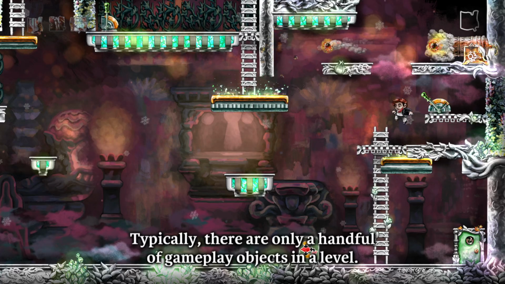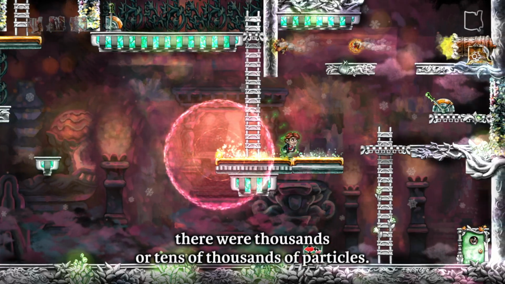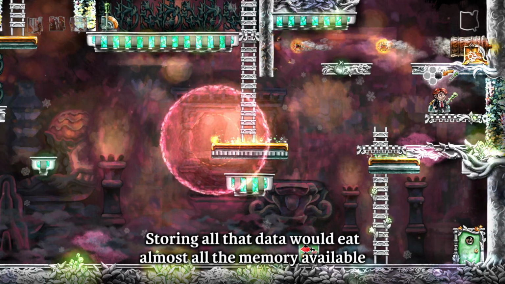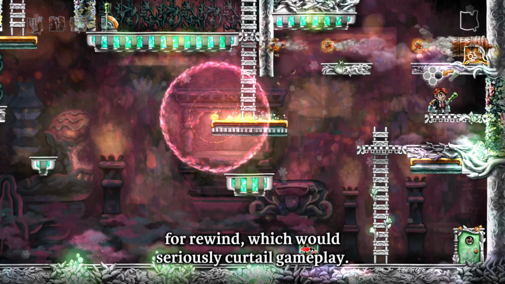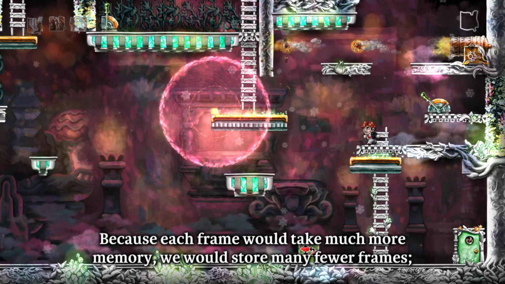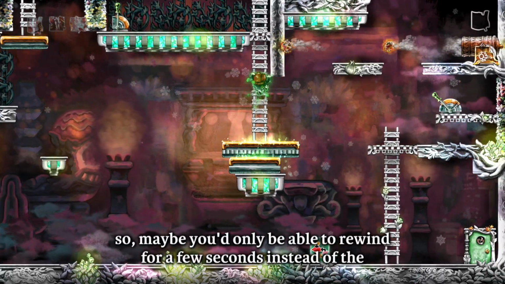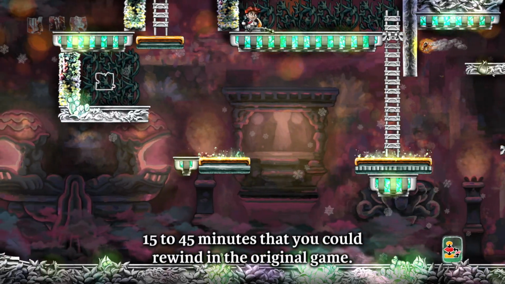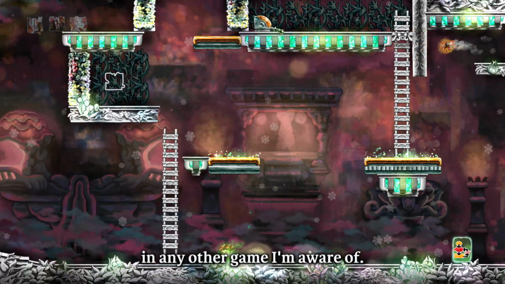Typically, there are only a handful of gameplay objects in a level, but even in the original game, there were thousands or tens of thousands of particles. Storing all that data would eat almost all the memory available for rewind, which would seriously curtail gameplay. Because each frame would take much more memory, we would store many fewer frames, so maybe you'd only be able to rewind for a few seconds instead of the 15 to 45 minutes that you could rewind in the original game. To get around this, particles in Braid work differently than they do in any other game I'm aware of.